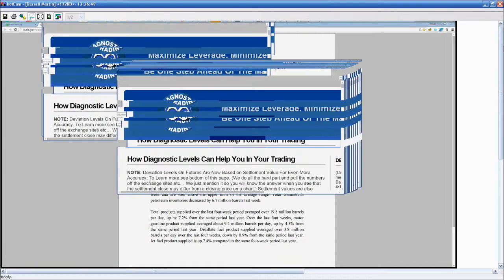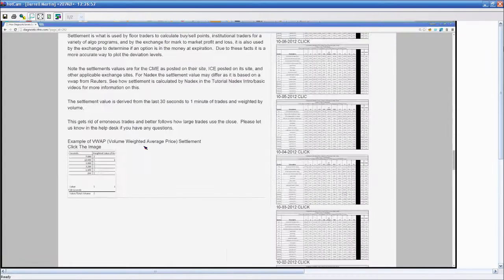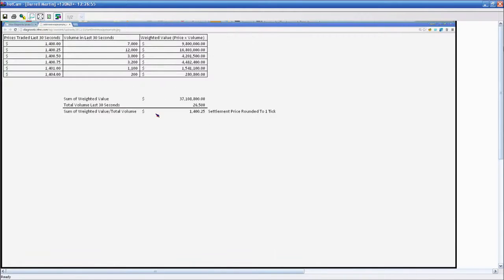Perfect. Okay, so right here at the bottom on the deviation levels, I talk about an example of volume weighted average price, where the settlement number comes from that we use for deviations. So this is just a simple example. But let's say in the last 30 seconds of trading, the S&P traded at 1400, 1400.25, 1400.5, 1400.75, 1401, and then just bumped up to 1404. Like the last trade was 1404. You can notice that's like a 3-point jump. Well, that big jump could be somebody slamming into some contracts right in the last millisecond to try to manipulate the price if it was based on just the last trade.